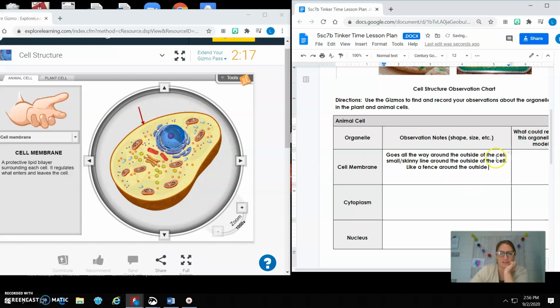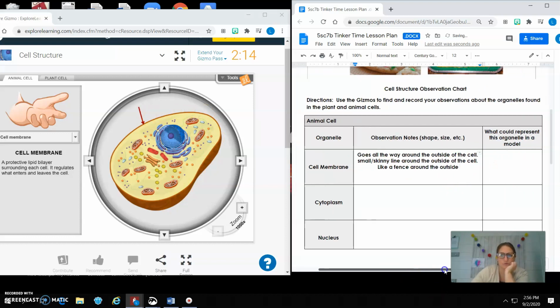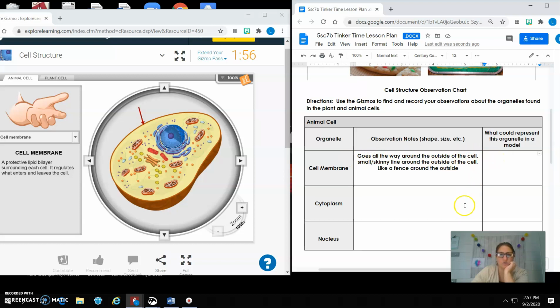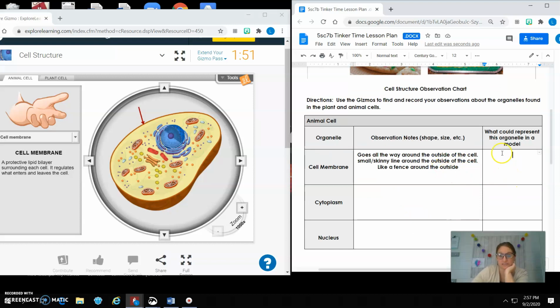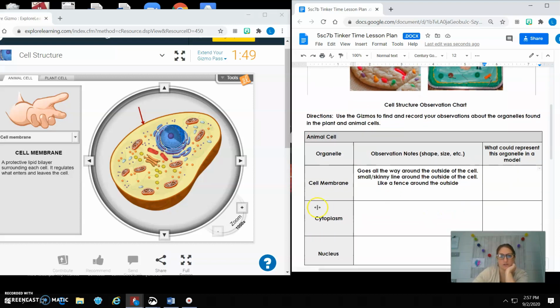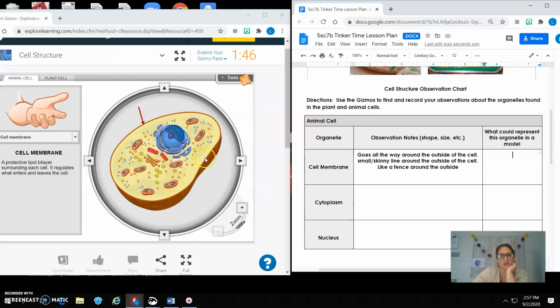I'm trying to think of what I could use, because later, when I make my animal cell model, what could I use to represent this organelle? What material could I use to be my cell membrane? Well, I'll need something that goes all the way around the cell. So what if I did a cookie like the cafeteria did? If I did a cookie to represent my animal cell, what could I use that could go around the outside of the whole cell and would be like a thin, skinny line?